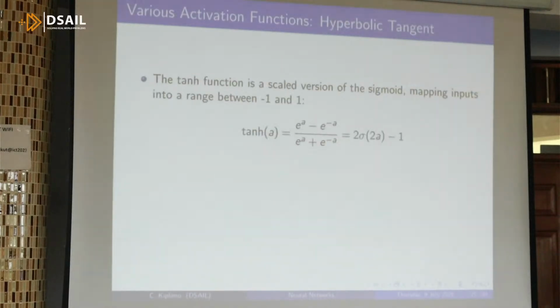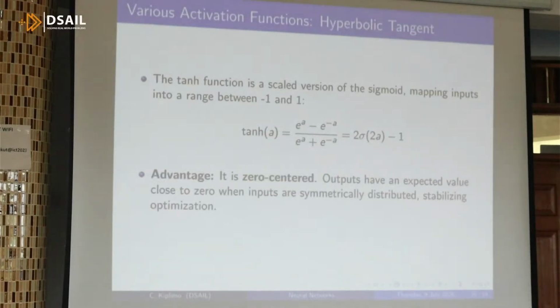All right. Another one is the hyperbolic tangent. It is another function with exponentials. You can see how it can be written here. The difference between this and the sigmoid function is that the sigmoid function forces values to the range 0 to 1, while the hyperbolic tangent forces values to the range -1 to 1. So you can think of the value at 0 as its average. It is zero-centered. Outputs have an expected value close to 0 when inputs are symmetrically distributed, which stabilizes our optimization.